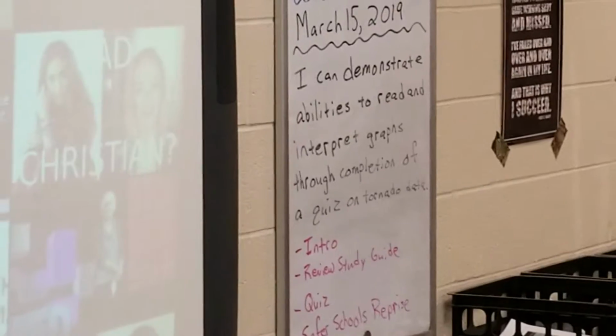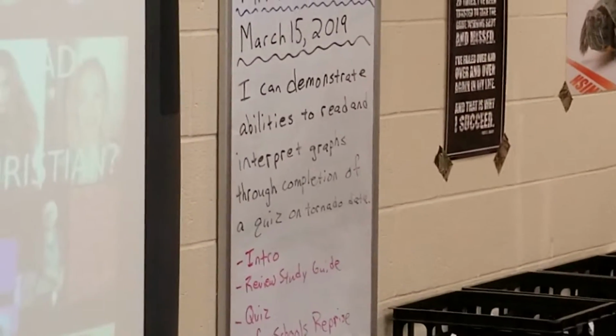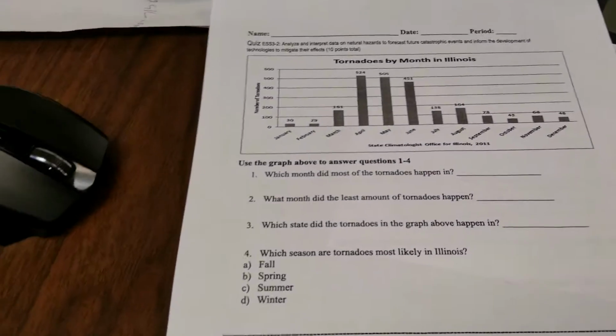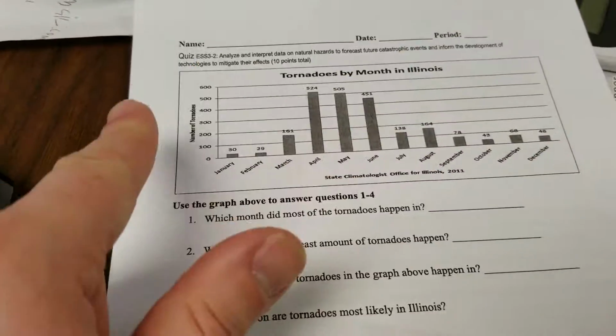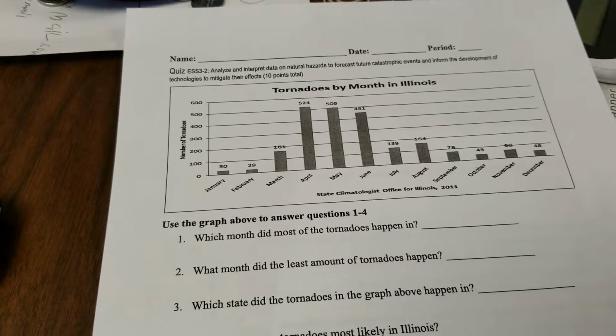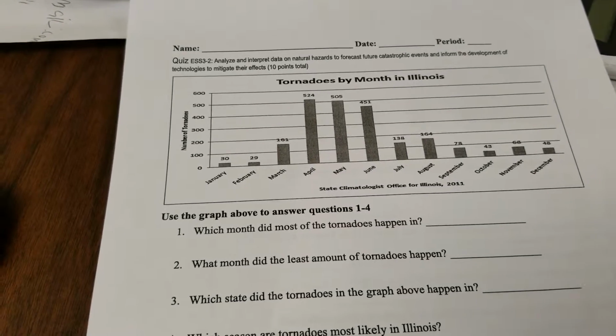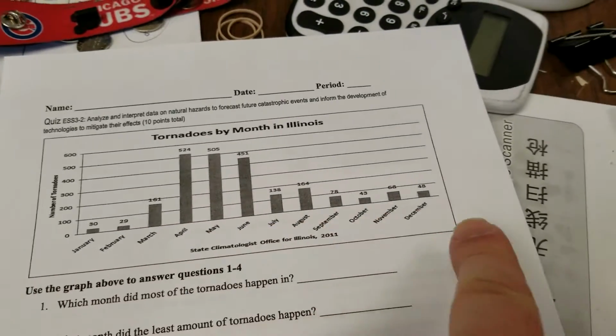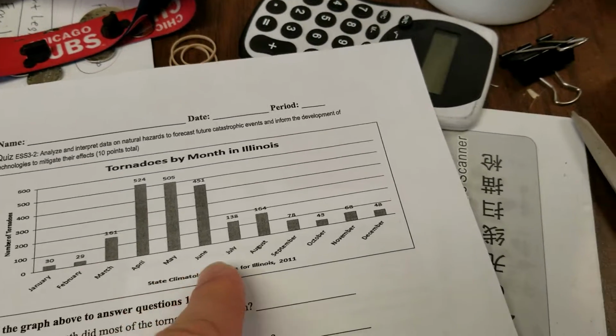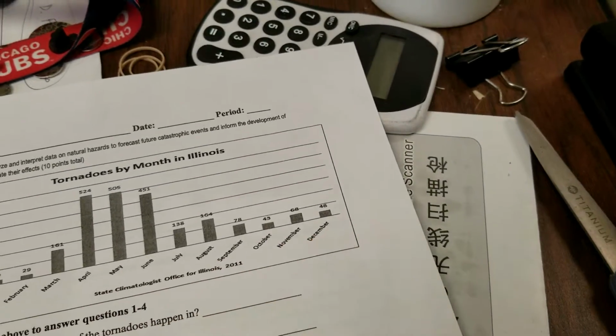I can demonstrate ability to read and interpret graphs through completion of a quiz on tornado data. So related. Okay, use the graph, this one here, to answer questions 1 through 4. Which month did the most tornadoes happen in? This goes in straight calendar order: January, February, March, April, May, June, July, August, September, October, November, December.